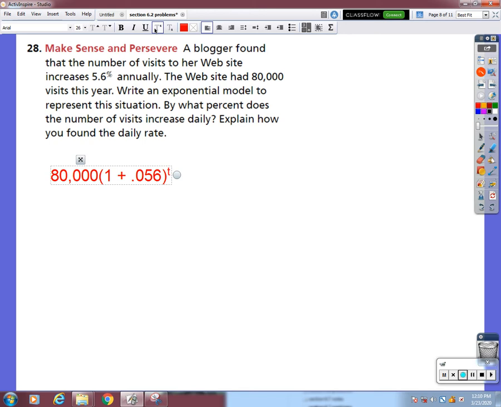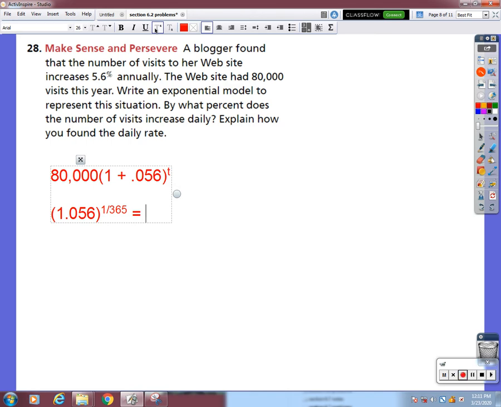Okay. So she's curious to know by what percent visits are increasing daily. So to do that, I'm going to raise this to the 1/365th. And do we have a name here? No, just a blogger. It's going to be a pretty small number, Miss Blogger, because you're only going up by 5.6% over the course of the whole year.